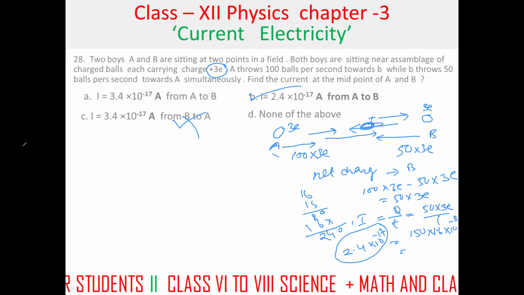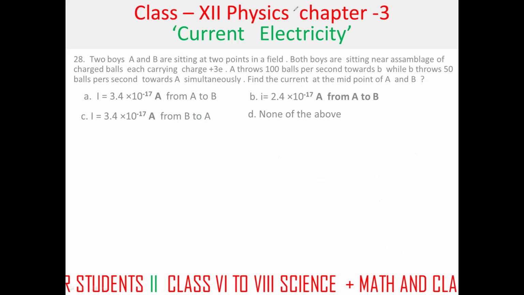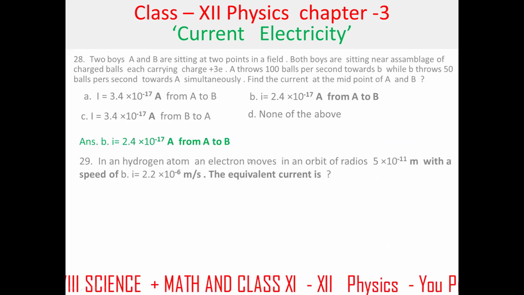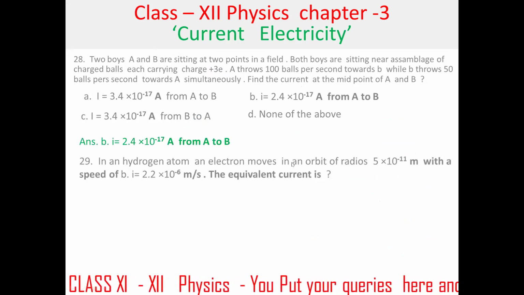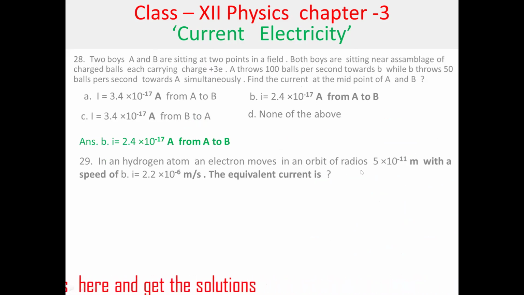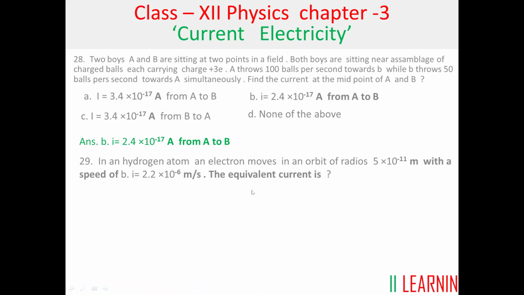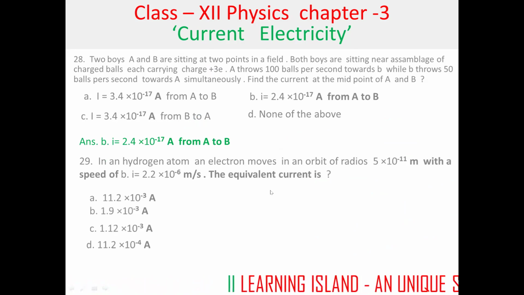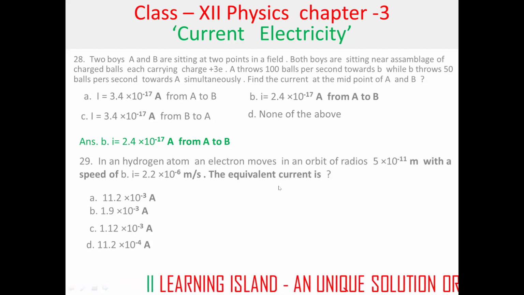Okay. So let us go forward. This is the answer. Now come to the next question, question number 29. In a hydrogen atom, an electron moves in an orbit of radius this many meters with the speed of this. The equivalent current is? How to find out the equivalent current here?